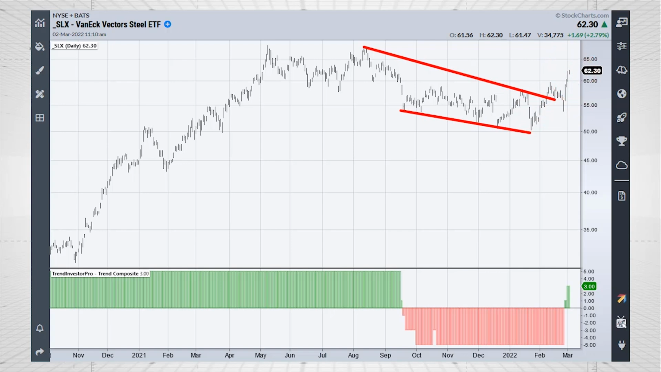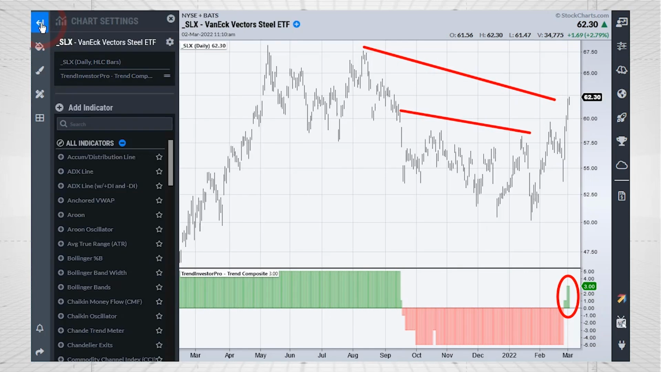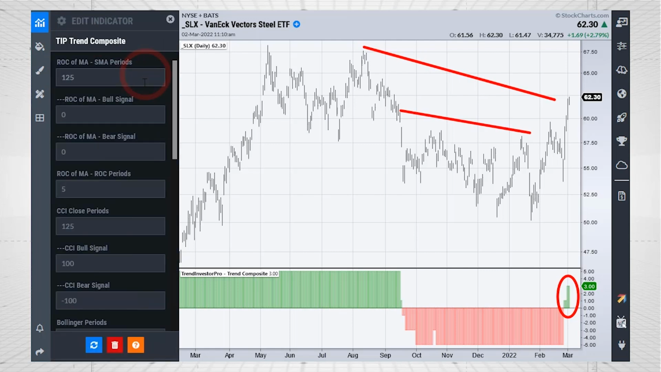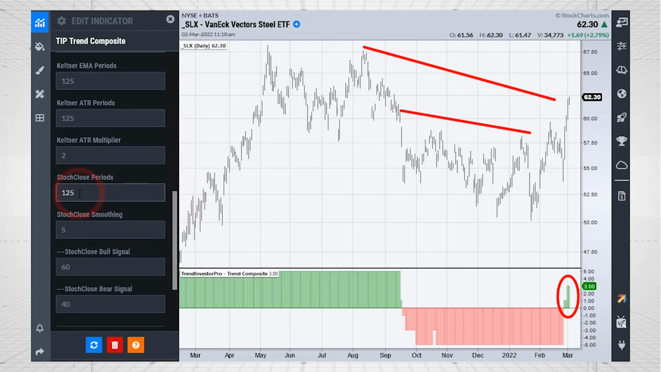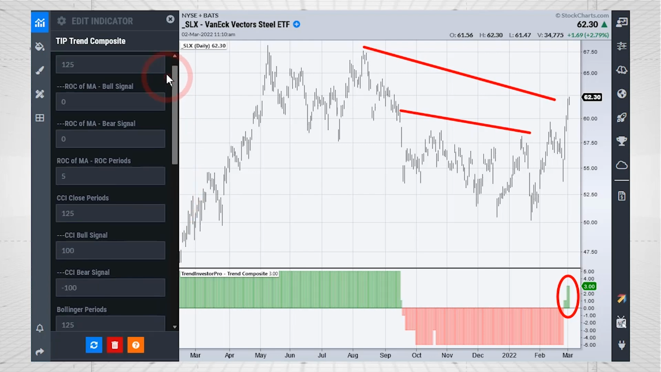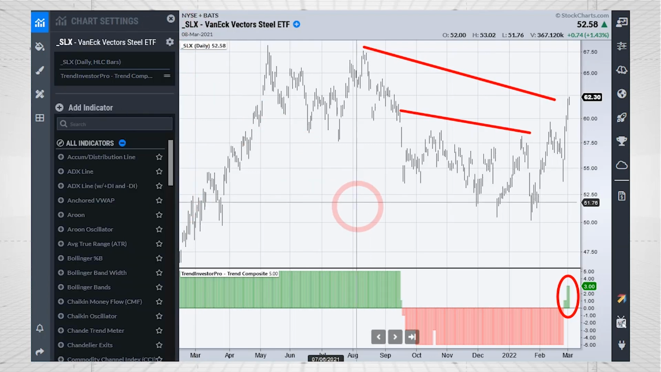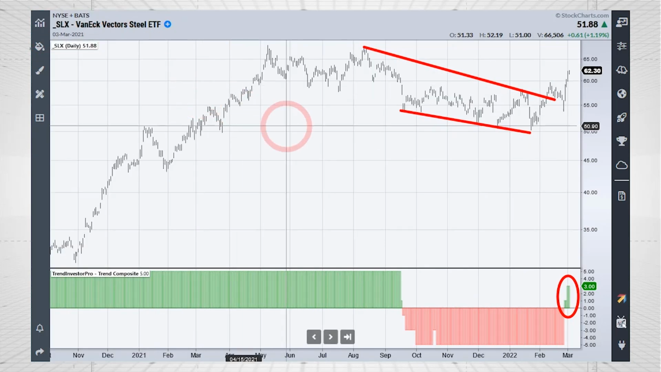And at the bottom, we've got the trend composite indicator turning bullish. And what this indicator does is it aggregates signals in 5 trend following indicators. So if I go over here to the left and click on the settings, you can see those trend following indicators and the settings. But I set all of them at 125 days because I'm looking to capture a trend that is in that 4 to 6 month range.